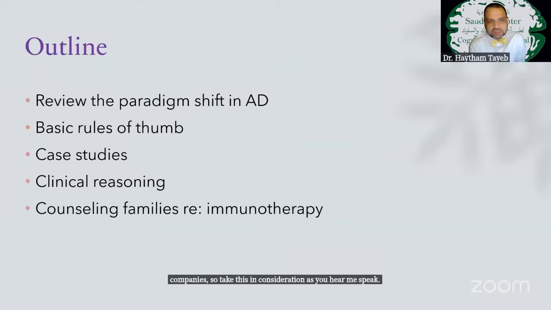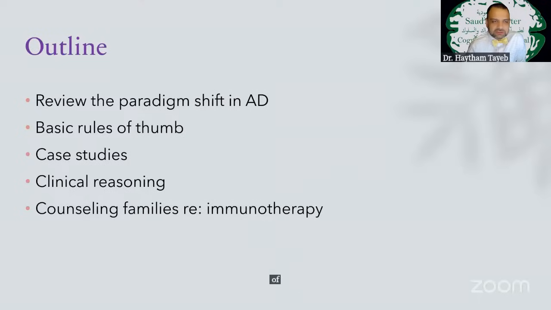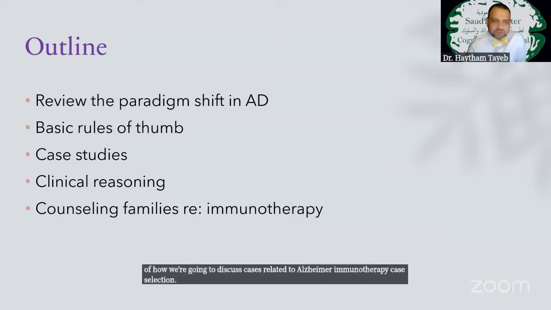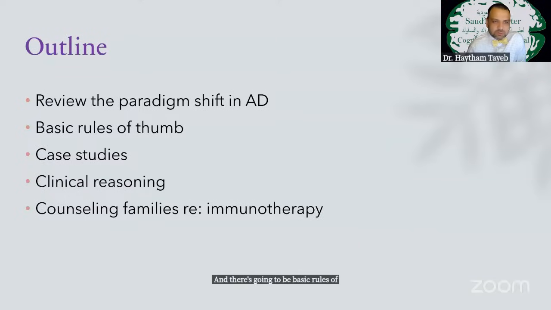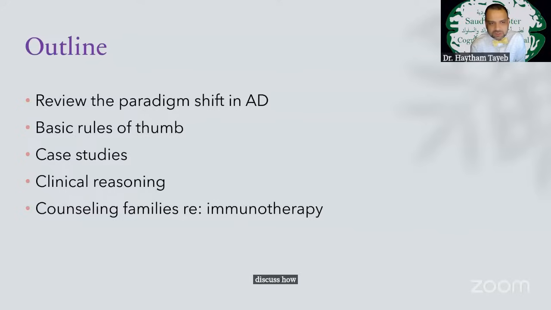What we're going to do today is review the basic tenets, first of all, just to set the stage of how we're going to discuss cases related to Alzheimer immunotherapy case selection. And there's going to be basic rules of thumb that we're going to go over. And then we're going to delve right into cases, discuss how to reason through these cases and how to counsel patients in regards to these medications.